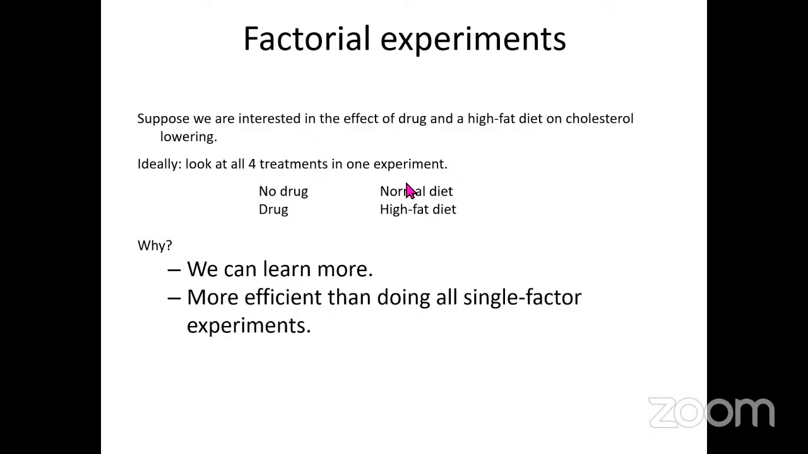So no drug, normal diet; no drug, high fat diet; drug, normal diet; drug, high fat diet. With this type of factorial design, we can learn a lot. Between all four sets of data, we will be able to understand the interaction: when you give the drug, what happens to a patient with a high fat diet or a normal diet, and when there is no drug, what happens with a normal diet and a high fat diet.